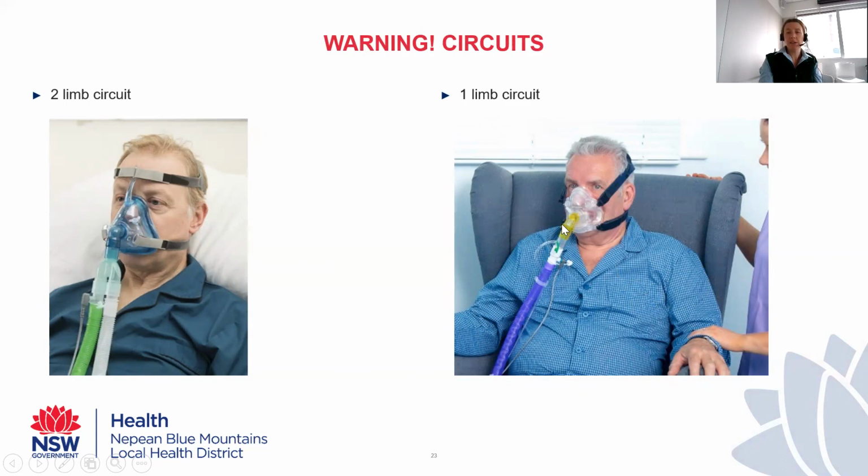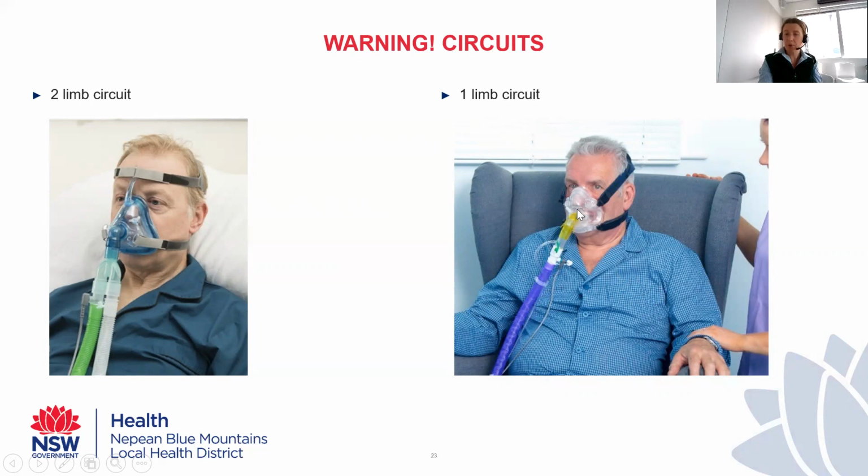With a 1-limb circuit, which is all you have, and again, I can tell that this is an inspiratory limb because it's got the heater wire there, so we must have humidification further down here, and we're measuring the temperature of the air we're delivering. So we've got gas flow and oxygen coming up this piece of tubing and being delivered to the patient.